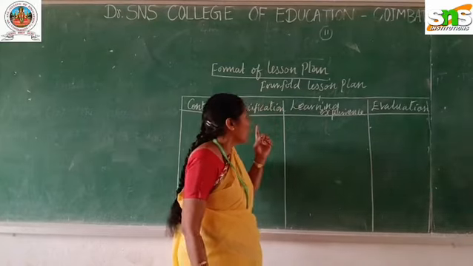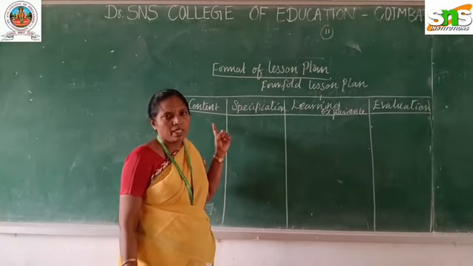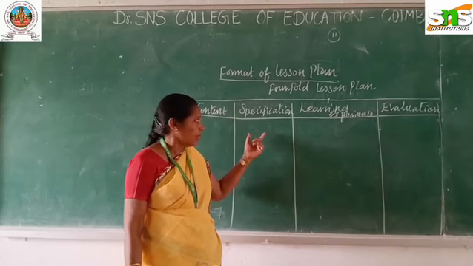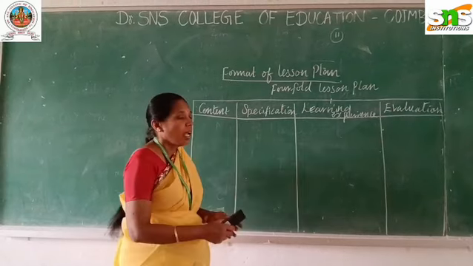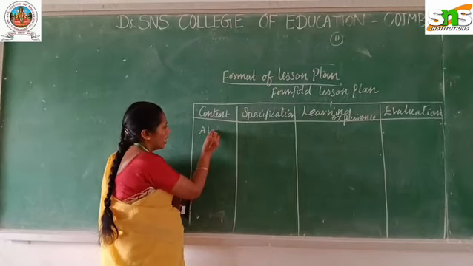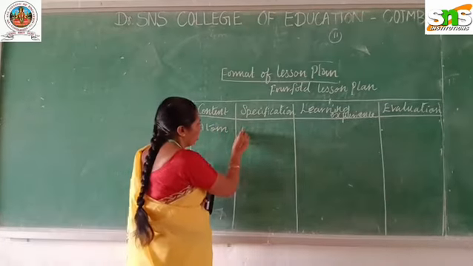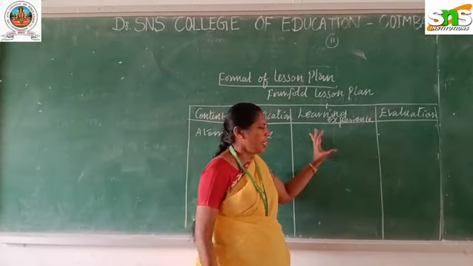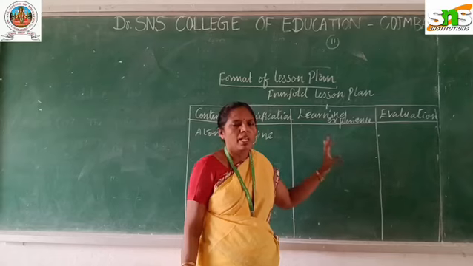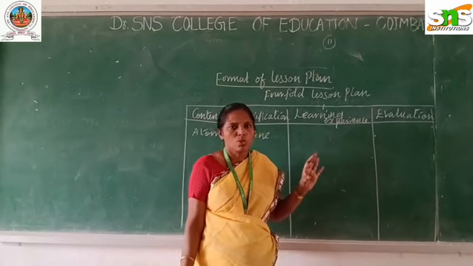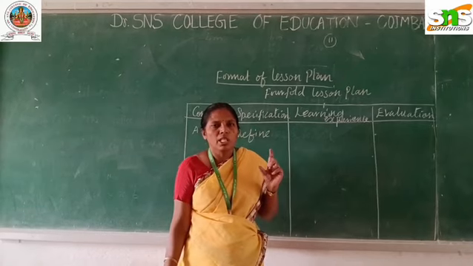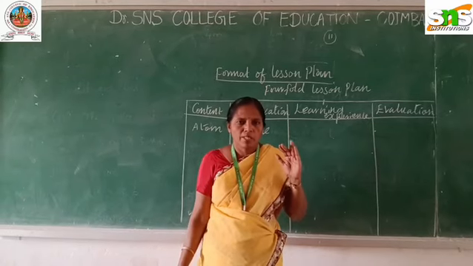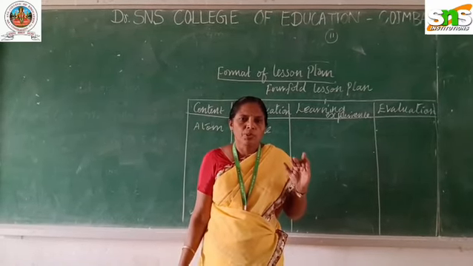In the four-fold column lesson plan, the first column is content. Content is nothing but the topic we are going to see. For example, for the definition of atom, here you write the content as atom, and the specification is define. Then comes the learning experience part, where the teacher's part as well as the students' activities come. One more thing to remember: when you write the lesson plan, it should be in present tense, not in past tense or future tense.